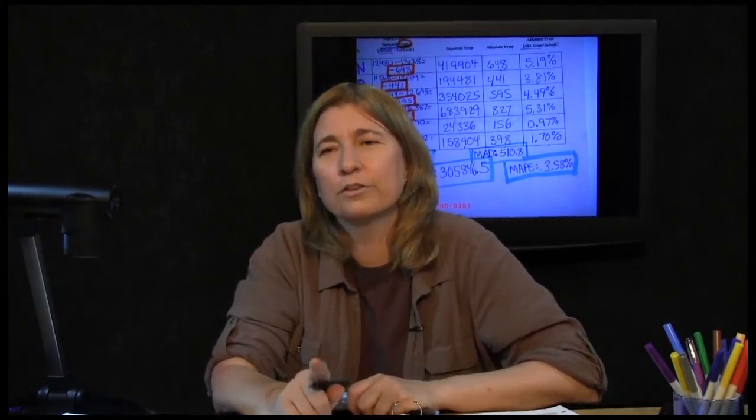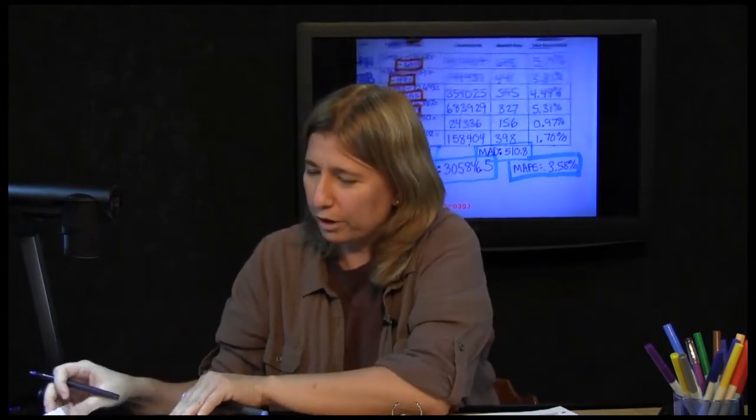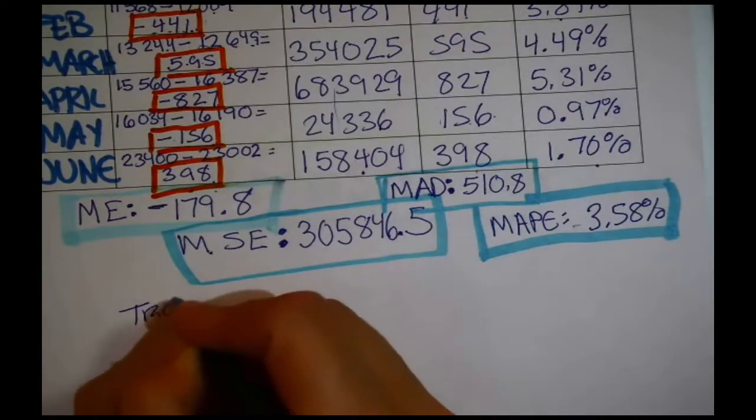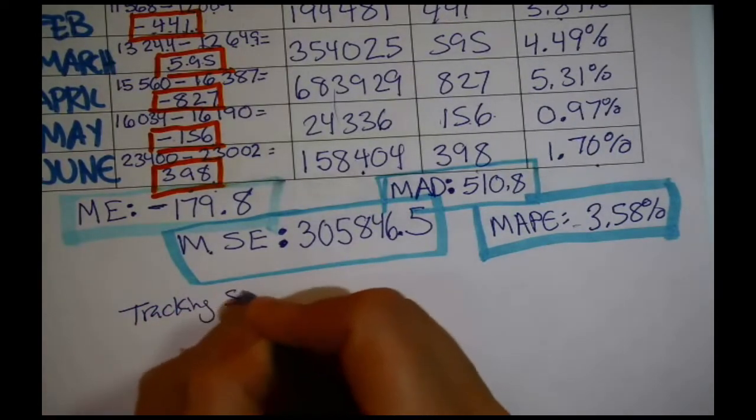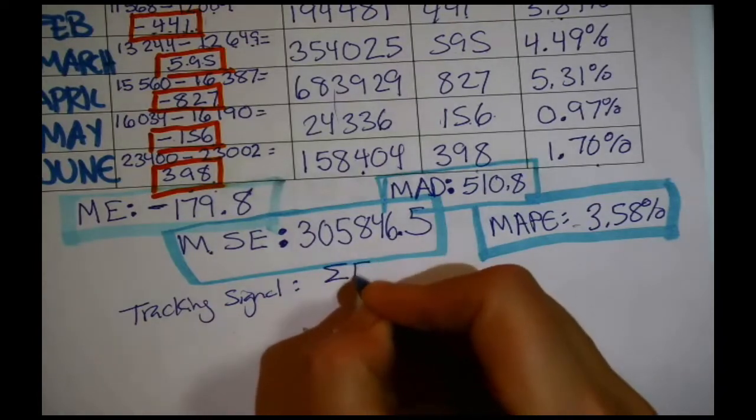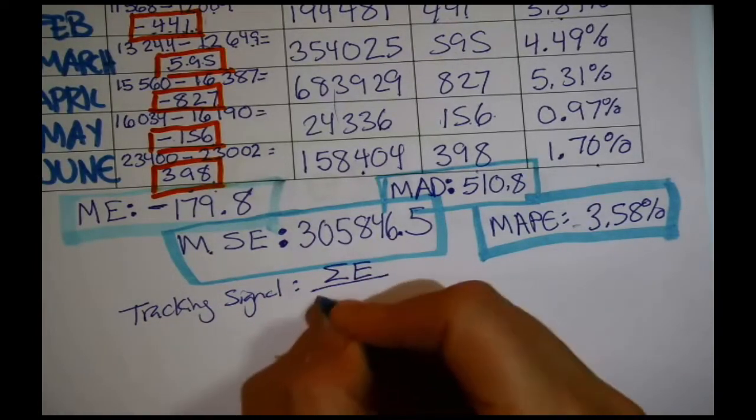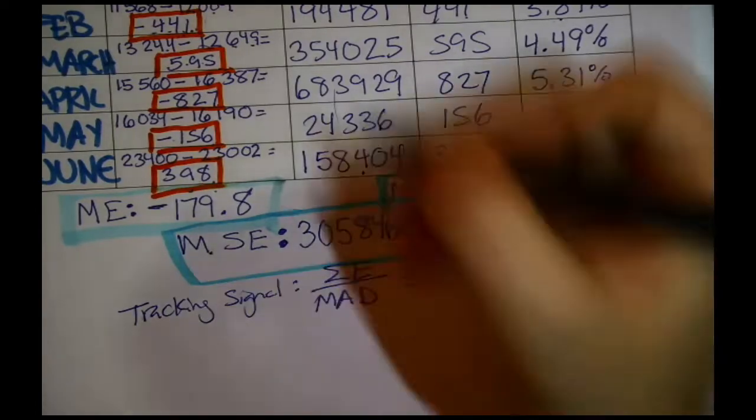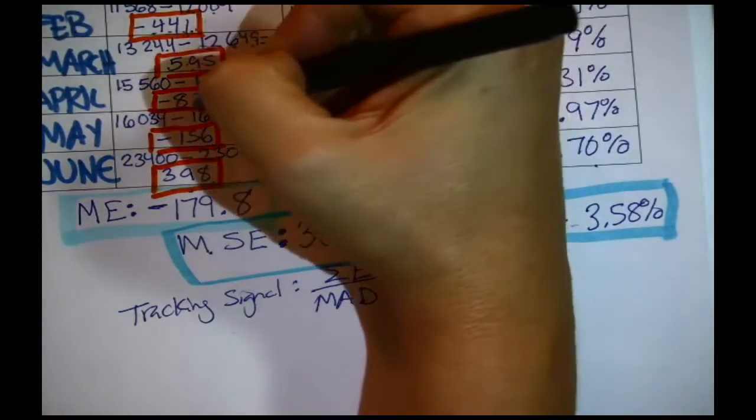Oh wait, there's the tracking signal, right? We said, oh, there was one other error measure. What's the tracking signal associated with the math model? Tracking signal. Okay, that's the sum, sigma for sum, of the errors divided by the MAD. So what we want to do for the numerator is just add the original numbers in the orange boxes in my notes.